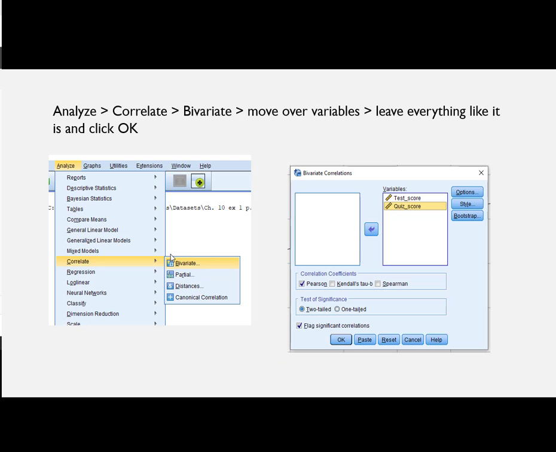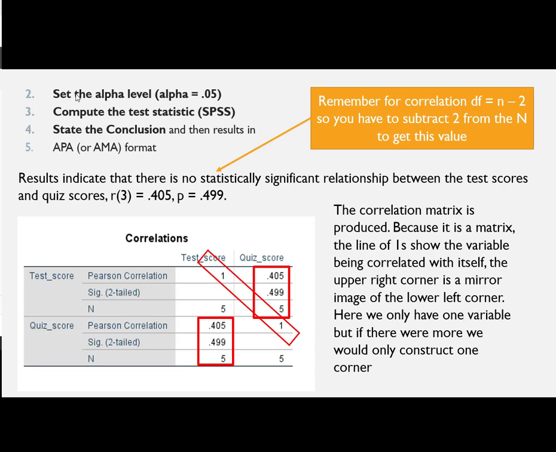Okay, I've jumped to calculating the test statistic, but we know that our alpha level is set at 0.05. So we did Analyze, Correlate, Bivariate. You'll have your list of variables here. You just pick the 2 you want and bring them over, and that's all you have to do. It's already checked Pearson, and it's already going to flag significant, and it's going to do two-tailed. So here we have it. Set the alpha level, compute the test statistic, and then state our conclusion, and then the results in APA. You can ignore the APA.